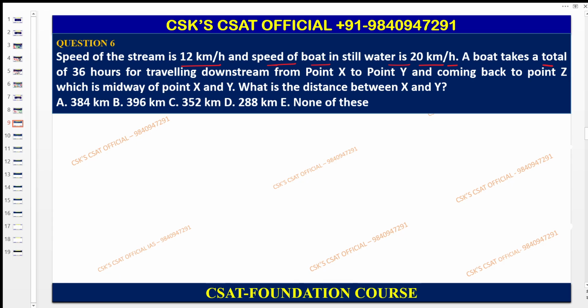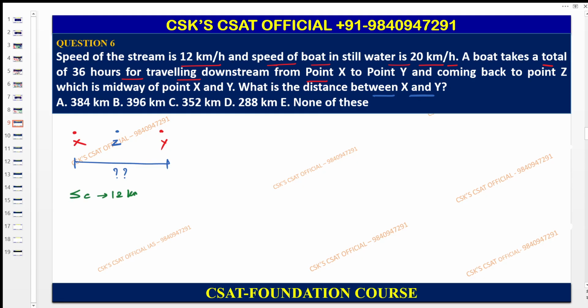The speed of the stream is 12 km per hour. The speed of the boat is 20 km per hour. The boat takes a total of 36 hours traveling downstream from point X to Y, and coming back to point Z. Z is the midway of X and Y. What is the distance between X and Y?